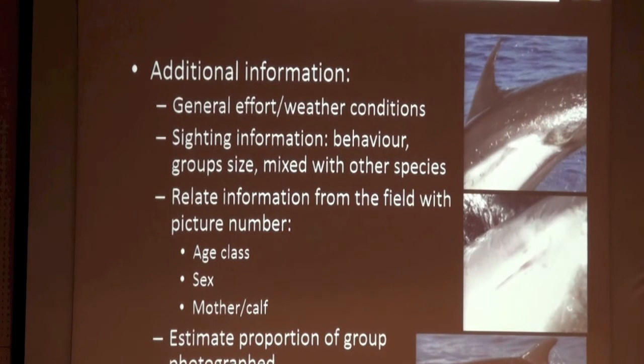You can also try to relate picture number with parameters of the individual you've just photographed. So you know the age class or the sex, if it has turned around and shown you the sex, and you know you had the dorsal fin just before. Or to have mother-calf pairs as well. These are very important parameters. So another thing that you can try to do is to estimate the proportion of the group that you have photographed. So then afterwards you would know if you can use this type of data for different types of analysis.